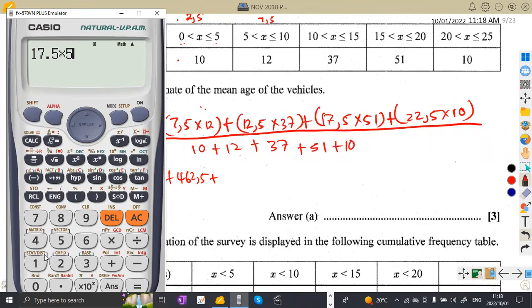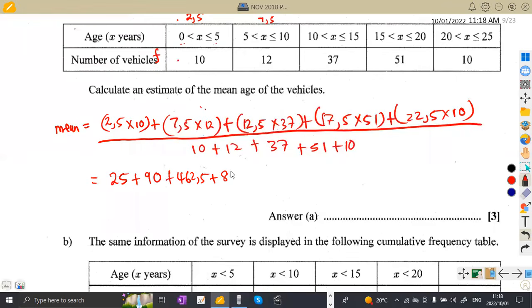17,5 times 51 will be 892,5. Plus 225 there, because 22,5 times 10 is going to be 225. Okay, that is what you're going to have over the total.